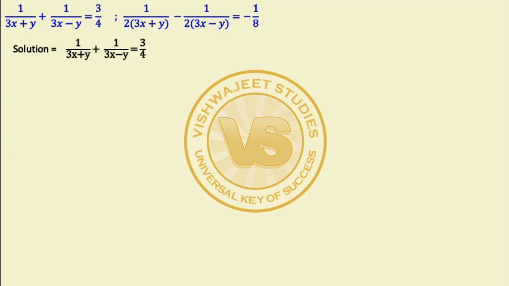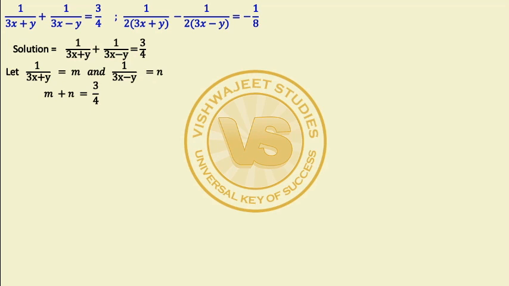Write first equation 1 upon 3x plus y plus 1 upon 3x minus y is equal to 3 upon 4. Let us consider 1 upon 3x plus y is equal to m and 1 upon 3x minus y is equal to n. Then we will get the equation as m plus n is equal to 3 upon 4.